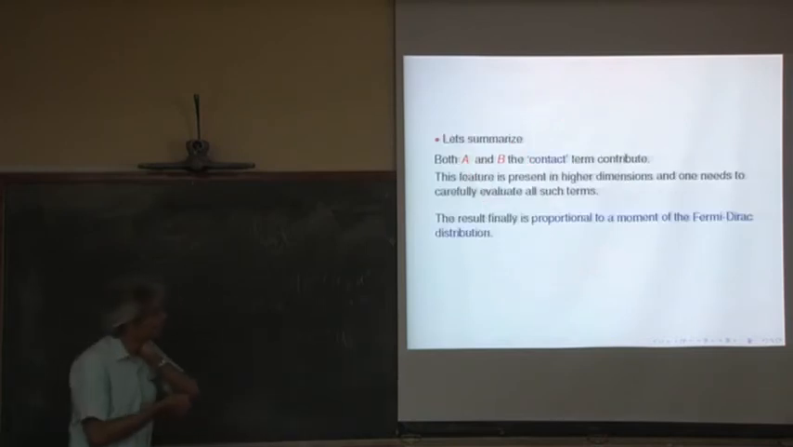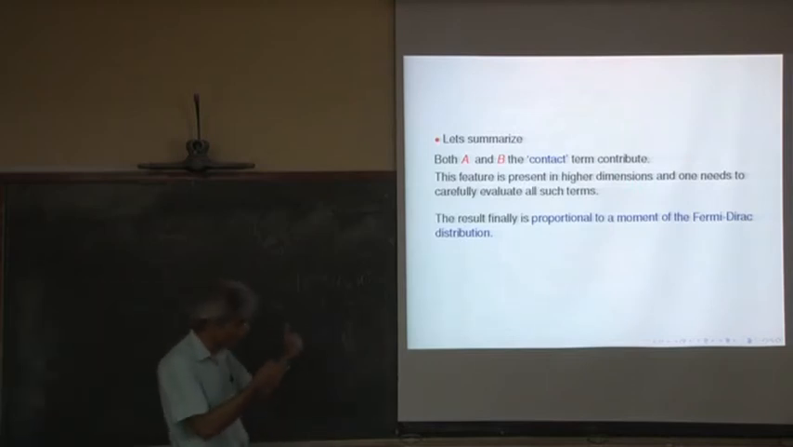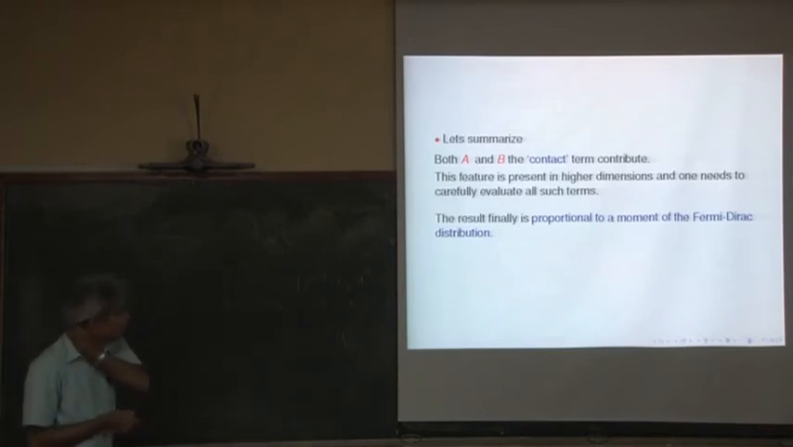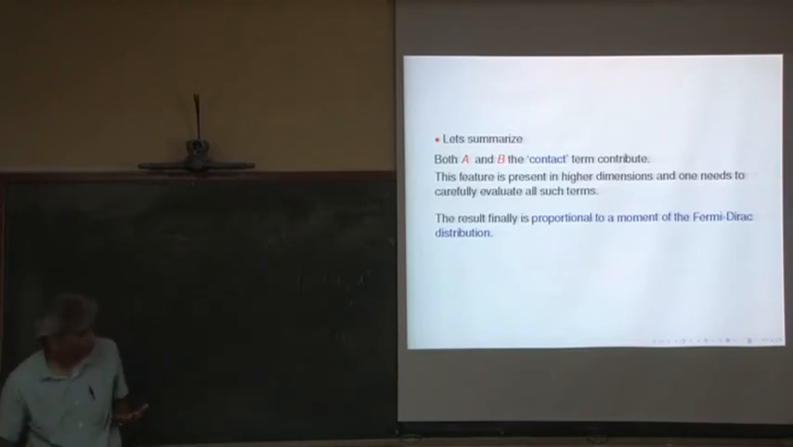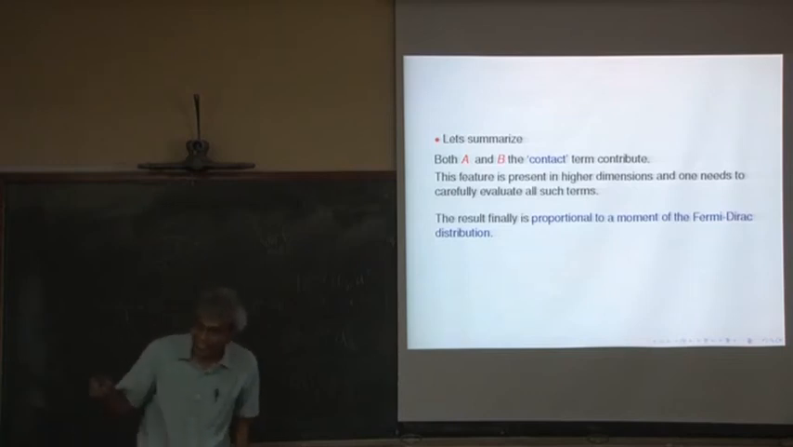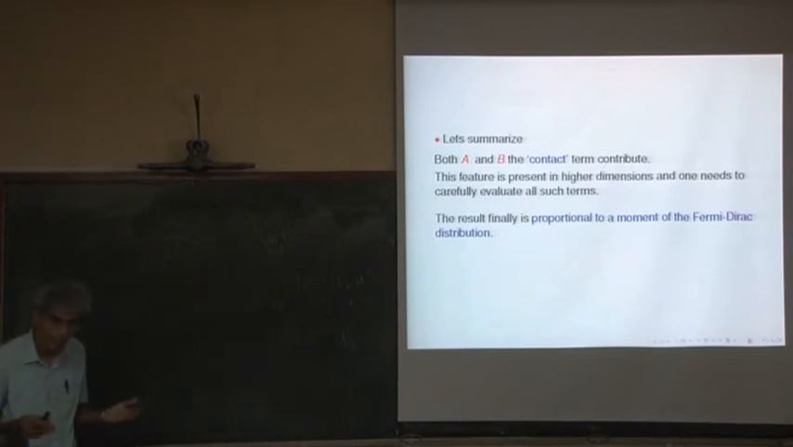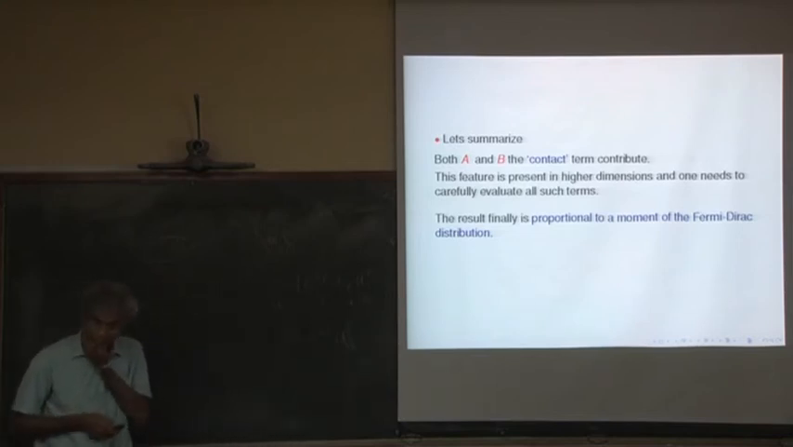Let me just summarize. I've been trying to capture the essential features. So for both A and B, the contact term contributes, and this is a feature, as I mentioned, in higher dimensions. And in higher dimensions, these things come from the spin connection actually. And one needs to carefully evaluate all these terms. And the final result is an important feature to remember, that it's a moment of the Fermi-Dirac distribution. So even though you've got a contact term in position space, in momentum space, it just contributes. Yeah, that's a simple integral.